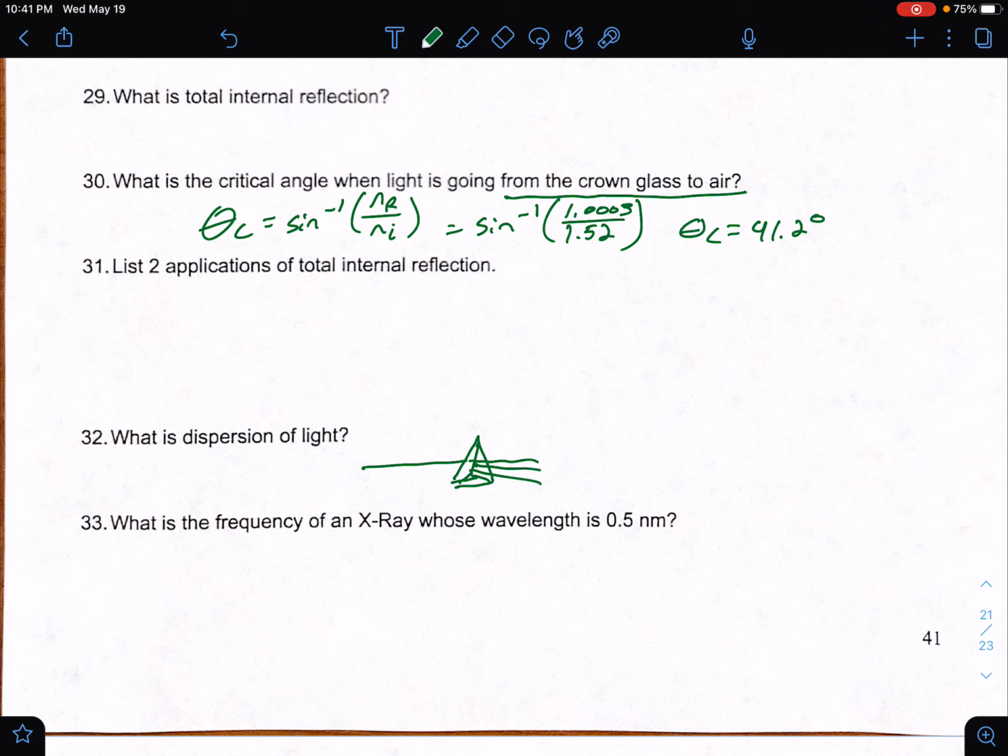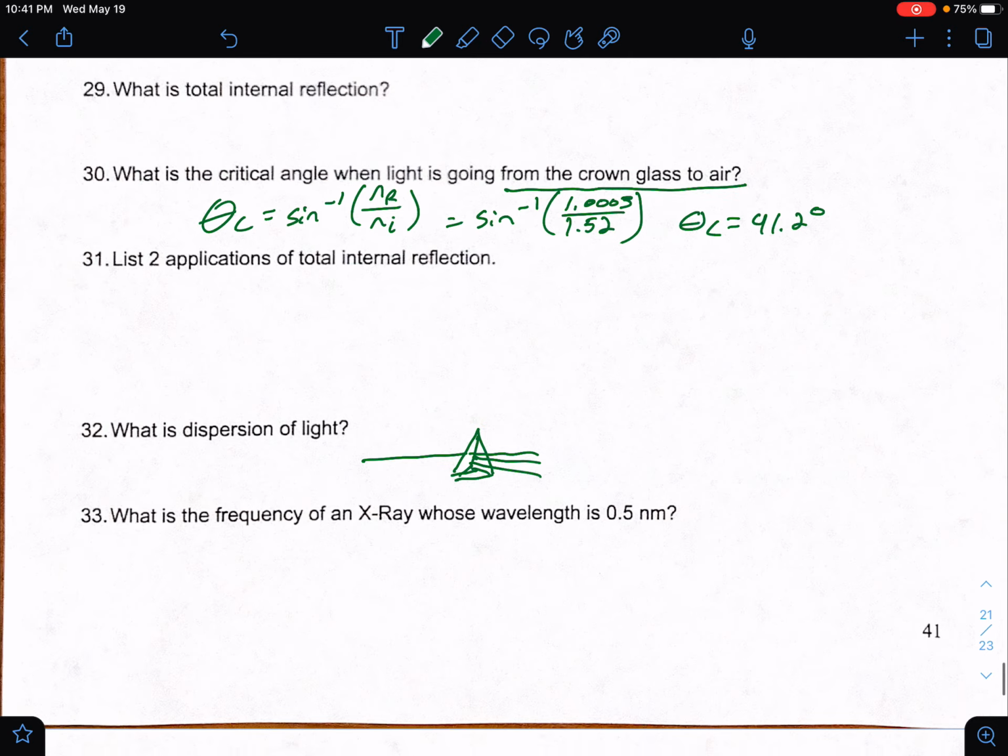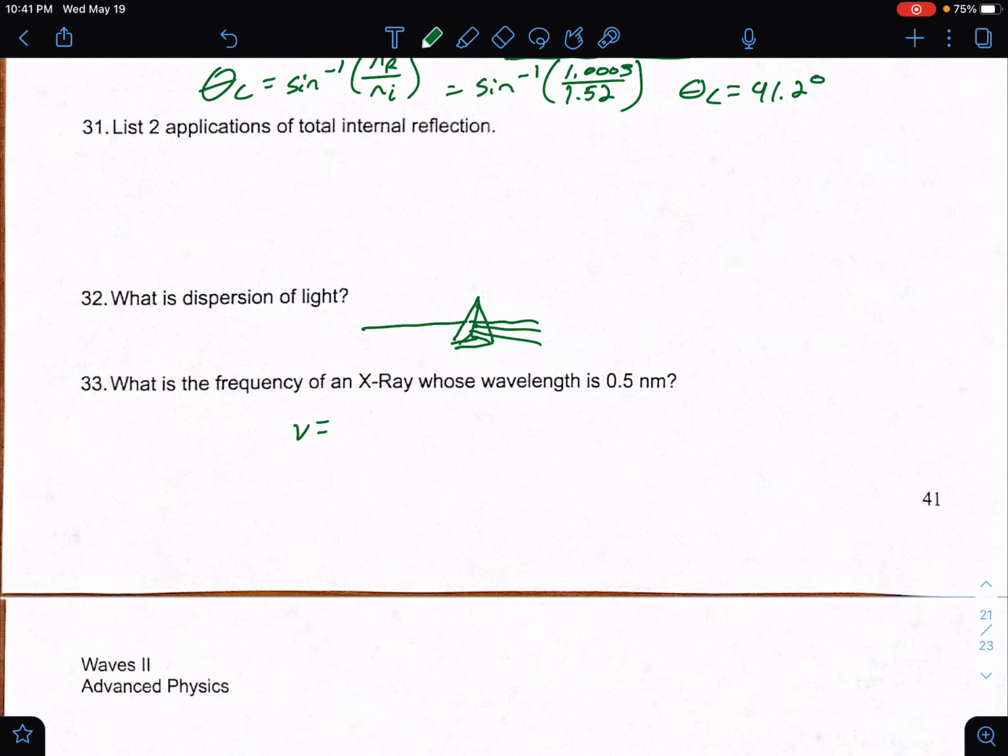33, what is the frequency of an X-ray whose wavelength is 0.5 nanometers? Remember, velocity equals frequency times wavelength. This is an X-ray, so that means it's moving at the speed of light, so 3.0 times 10 to the 8th equals my frequency, which I don't know, times my wavelength, 0.5 nanometers. Watch out, that is 10 to the negative 9. So you're going to do 0.5 times 10 to the negative 9. Just throw that on the end there. Get f by itself, and you get a frequency of 6 times 10 to the 17th hertz.